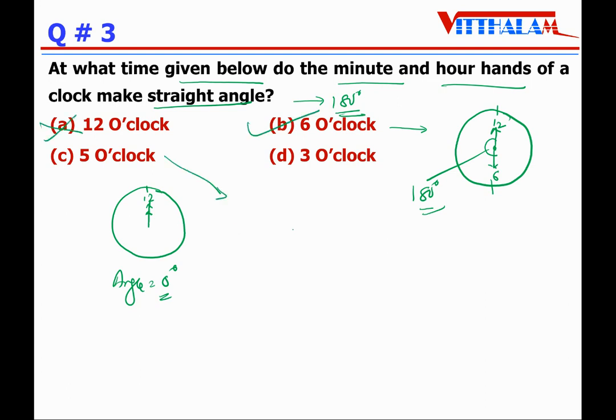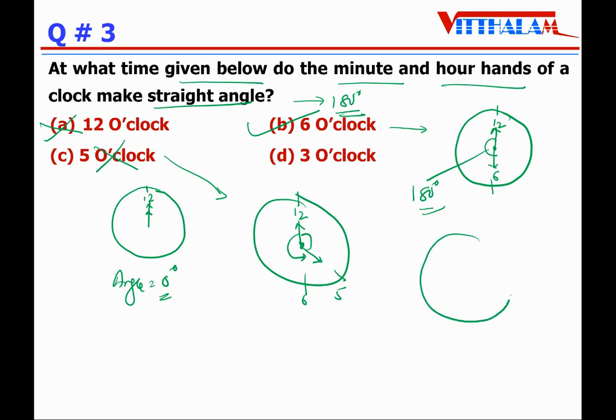If you see 5 o'clock, option C. This is 12, 6, somewhere here 5. So the hour hand and this minute hand angle is greater than 90 degrees, but not 180 degrees. So 5 o'clock is not the answer. If you see 3 o'clock, 12 and 3, this is the minute hand, this is the hour hand. This angle is 90 degrees, so it is a right angle, but not 180 degrees. Therefore, D is not the answer.